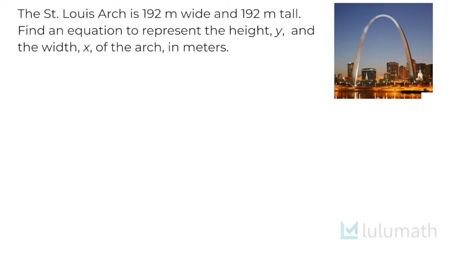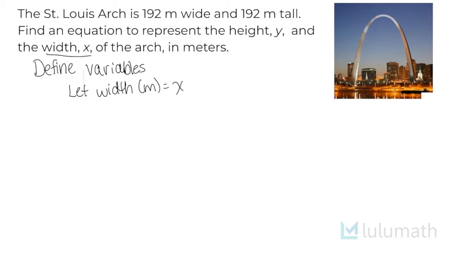So the first thing we want to do is define our variables. But the nice thing is this question already defines it for us. We're told that the width is x, and it's in meters, and we're told that the height is y. And just a reminder that this is the independent variable and this is the dependent variable.